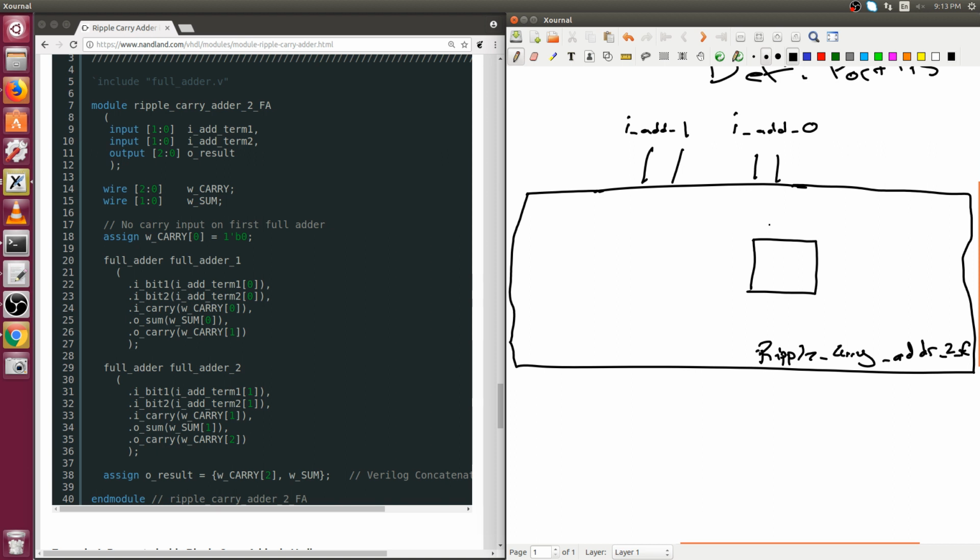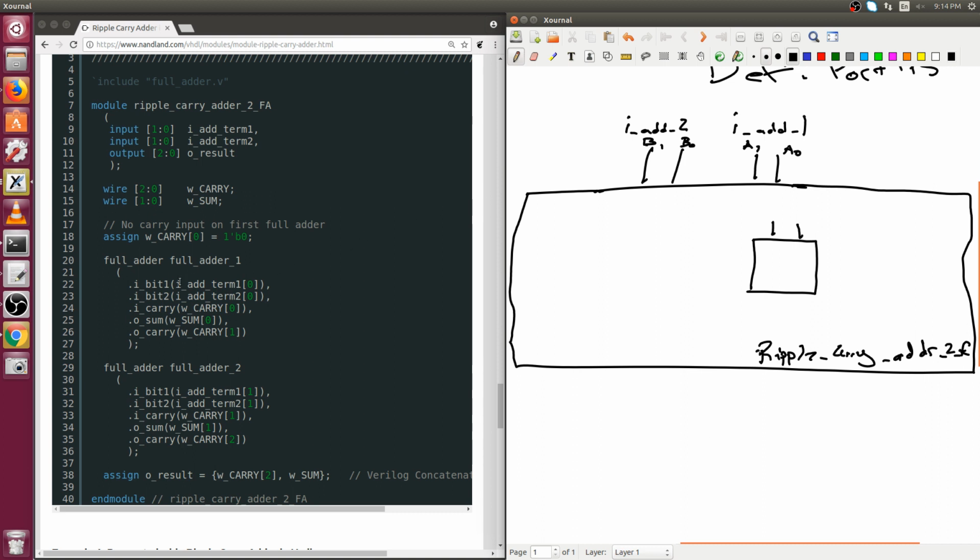we have I bit 1 here, and then that's going to be coming directly from this I add term 1, both of these. Let's see, I add term 2, 1. Okay, so that's actually not. So this is 1 and this is 2. So this is actually slightly confusing because that means this is A0 and A1, and this is B0 and B1. Okay. So I add term 1 is A0 and A1. I add term 2 is B0 and B1. So this is an array of A's and an array of B's.